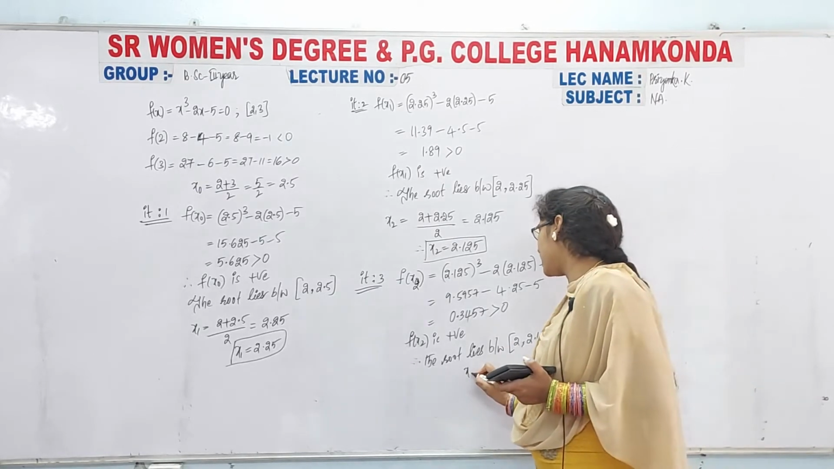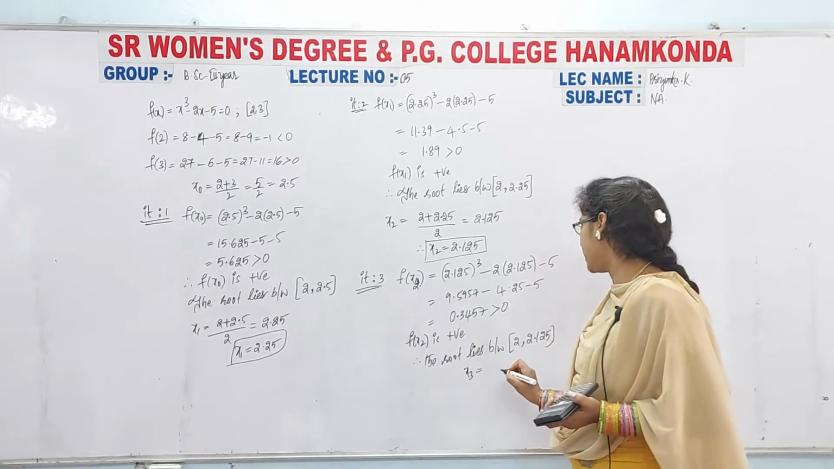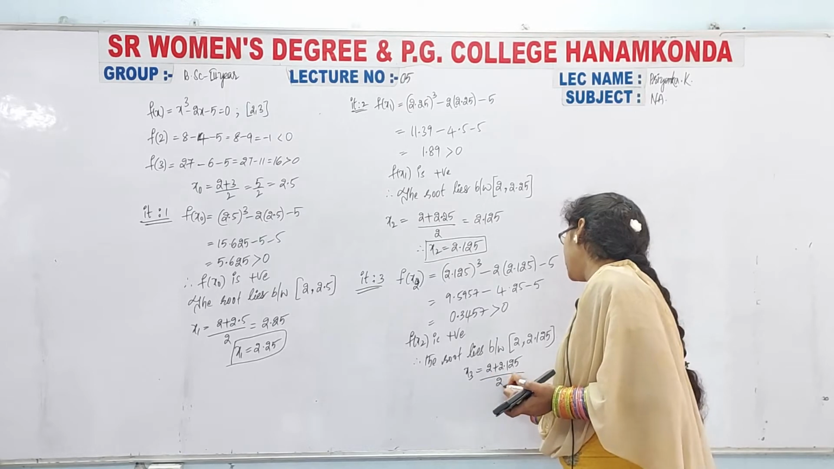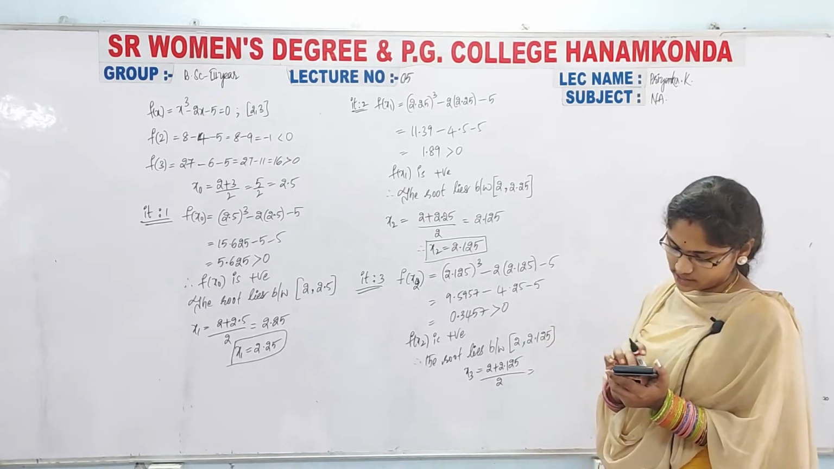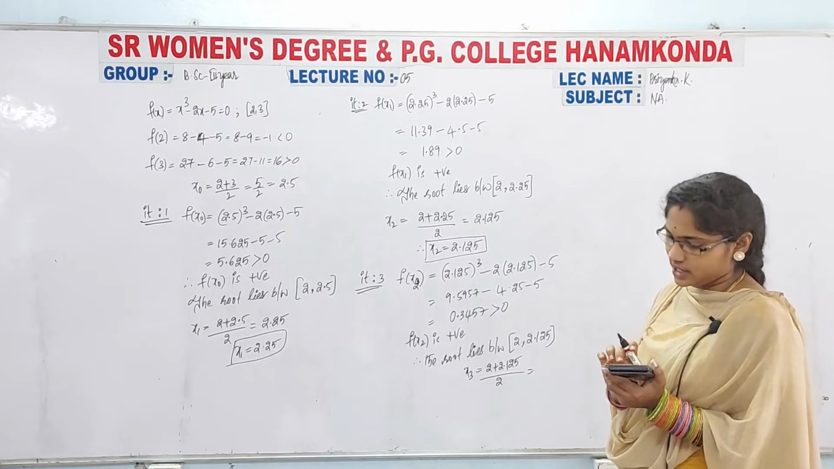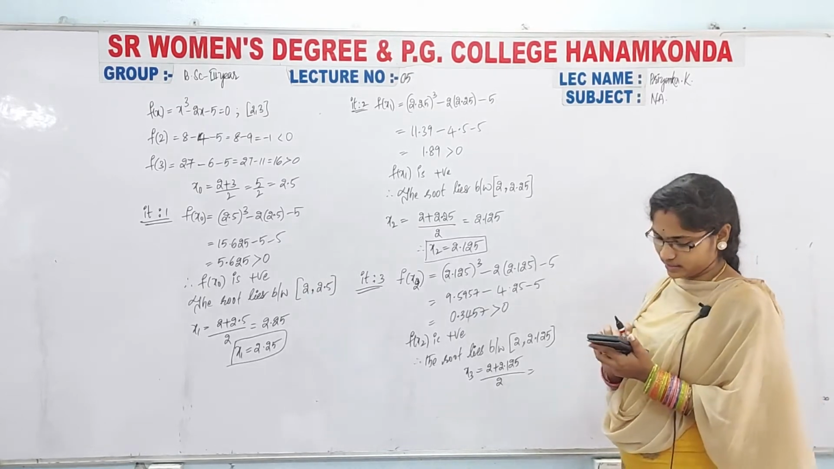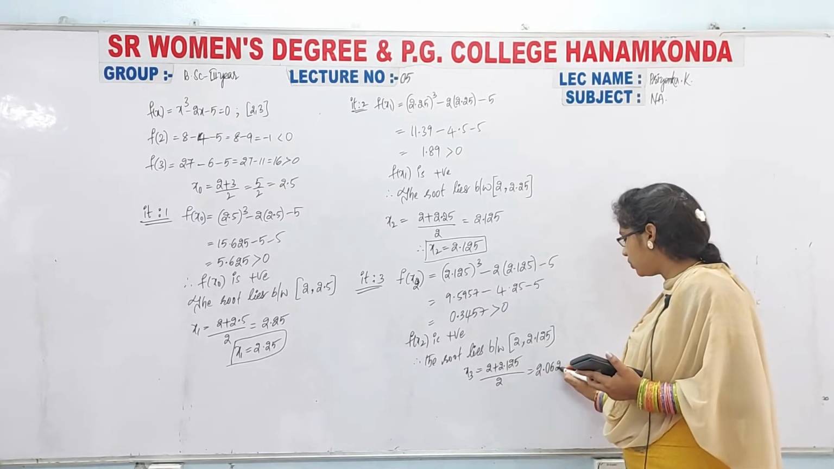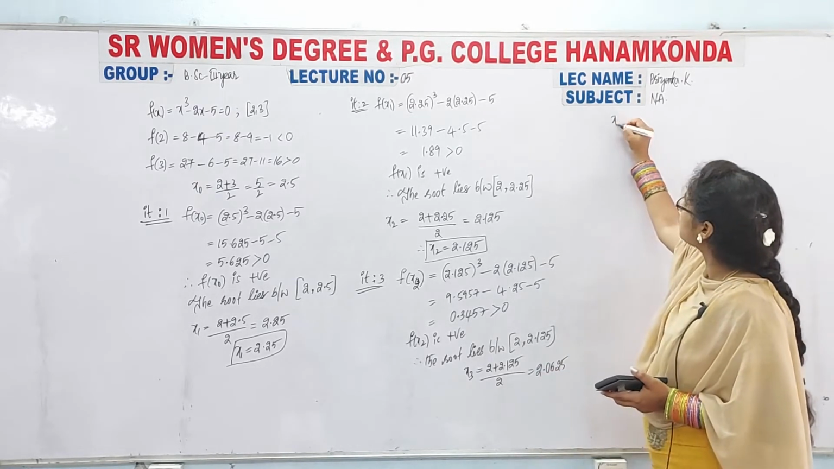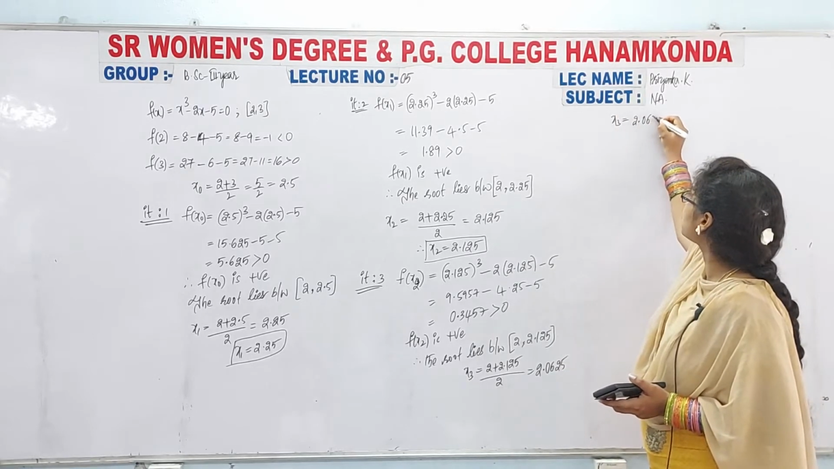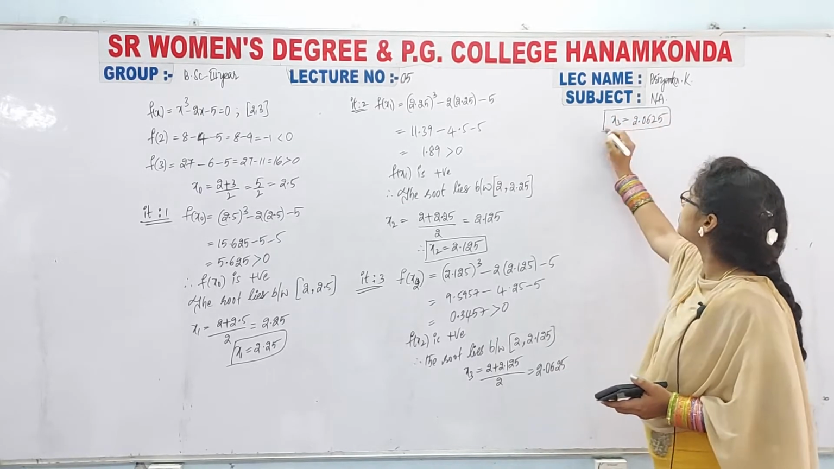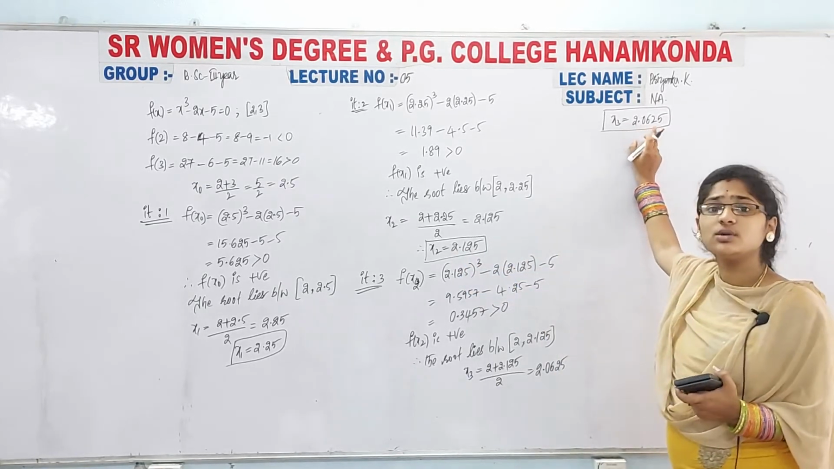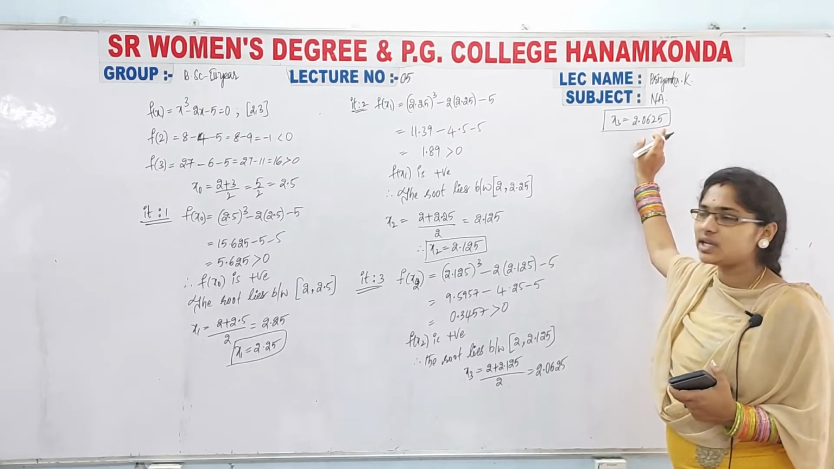Now what is the x3 value? Now x3 we have to find, that is 2 plus 2.125 by 2. Okay, so now 2 plus 2.125, it is 4.125 divided by 2, 2.0625, and here therefore x3 is equal to 2.0625. Now we have to observe x2. What is x2? 2.125, but here what I have is 2.0625. So again we have to go for the next iteration.